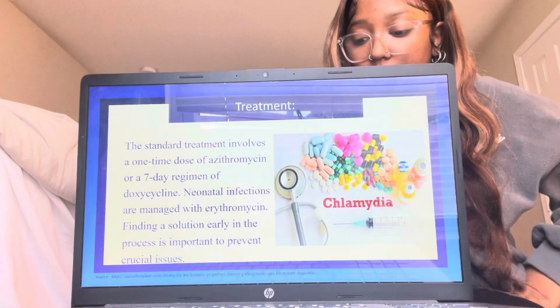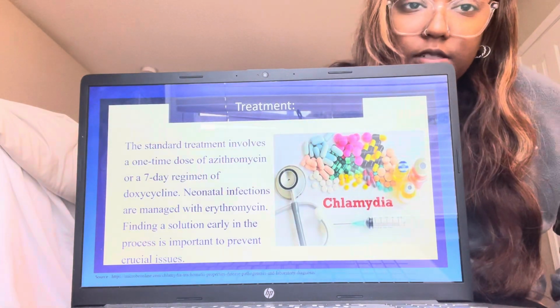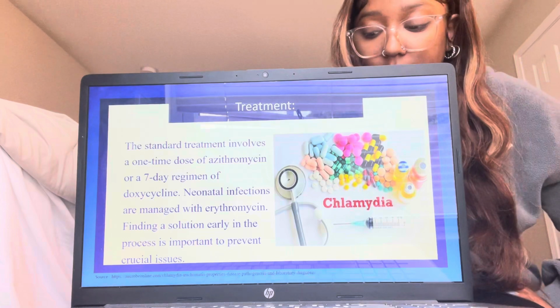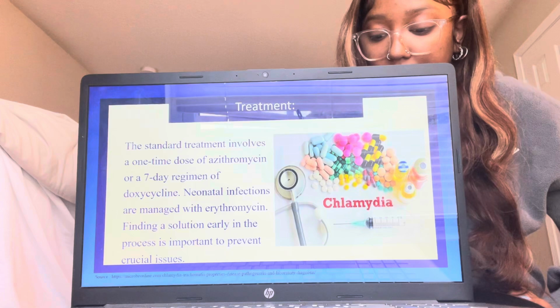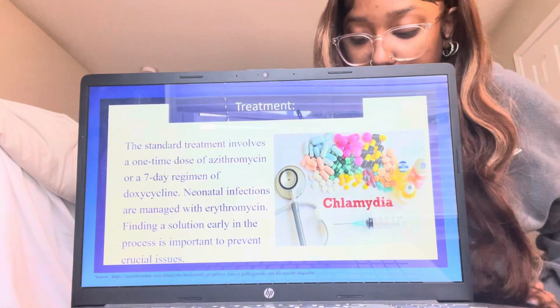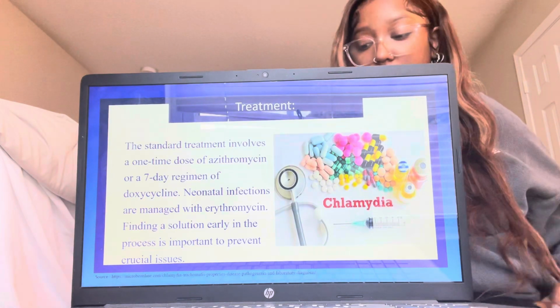The standard treatment of chlamydia involves a one-time dose of azithromycin or a 7-day regimen of doxycycline. Neonatal infections are managed with erythromycin, but finding a solution early is important to prevent critical issues.